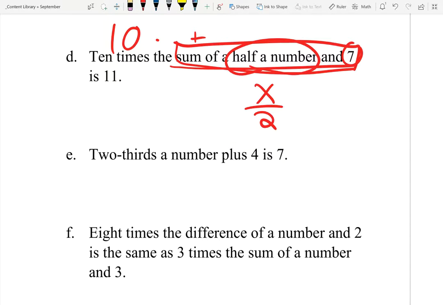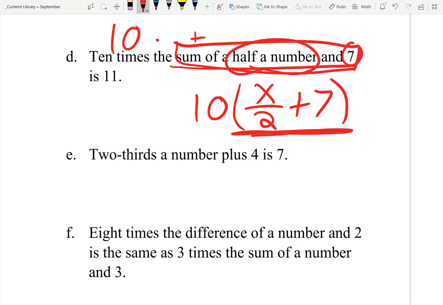So the sum of half a number and 7 means I'm taking x over 2, half a number, and I'm adding 7. Now don't forget though, we're taking this sum as a group, and we're multiplying it times 10 because it says 10 times that sum, 10 times that group. And then it says is 11, so we know it equals 11. So that's how you should do that.